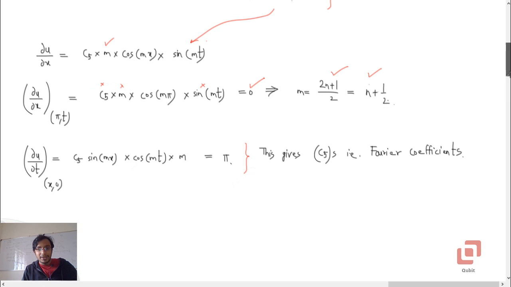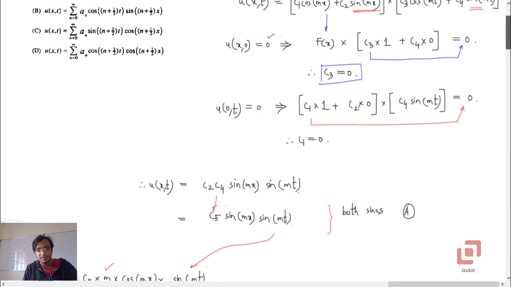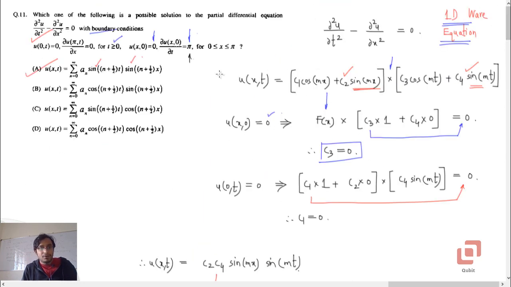Okay, and the remaining condition, that is ∂u/∂t equal to π, the initial velocity is π, this will produce the values of the Fourier coefficients, bn's, okay, if you want to call them, but that's not important. Even they have not computed them, they have just written it as an. Okay, all right, so question 11, option A.